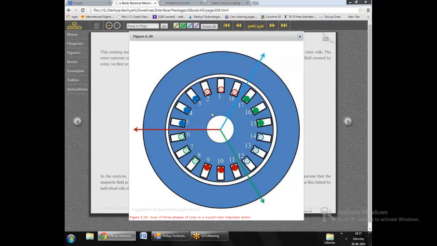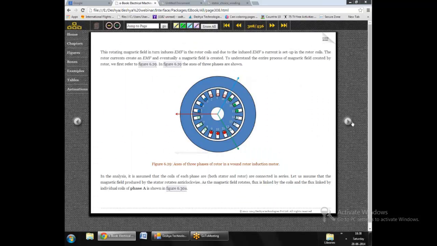So in case of a wound rotor motor, we have a winding on the stator and we have windings on the rotor. So there are 3 coils per phase on the rotor. So 3 coils for phase A shown by this red color, 3 coils for phase B shown by the green color, and 3 coils for phase C shown by the blue color. And these 3 coils actually will produce 2 poles.